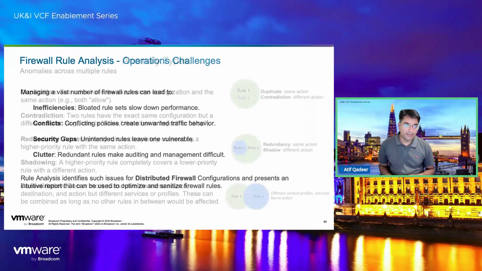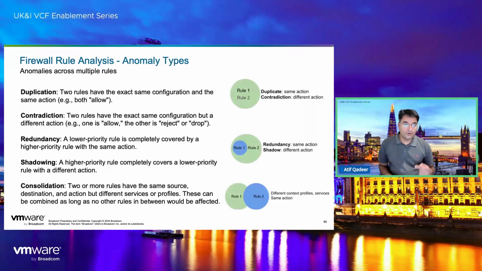Exactly what I've just explained. So what we do is we look at duplications. For example, two rules have the same exact configuration and same action. Contradiction is two rules have exact same configuration but different actions. So basically, one's allow, others reject.